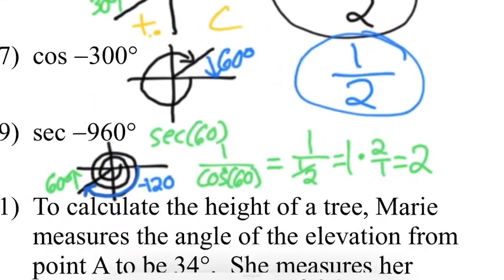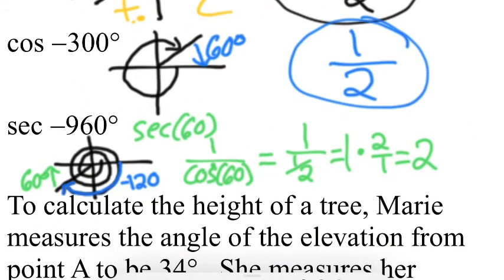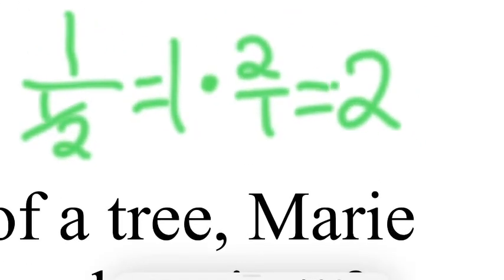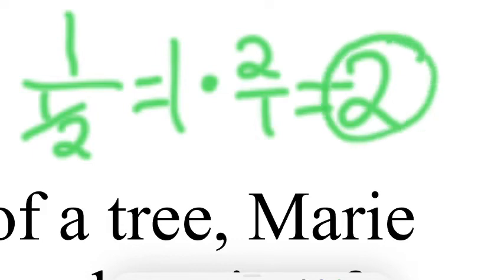Now we have to look back at our sketch of our angle. We're in the third quadrant. Cosine is not positive in the third quadrant. So our answer is going to be -2.